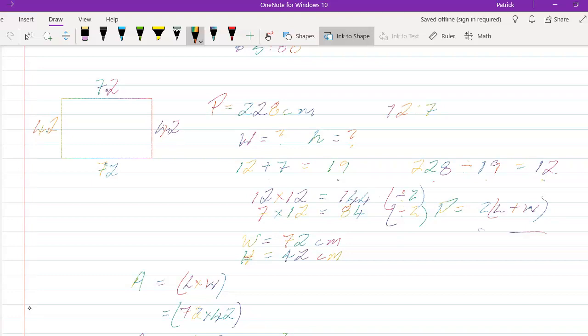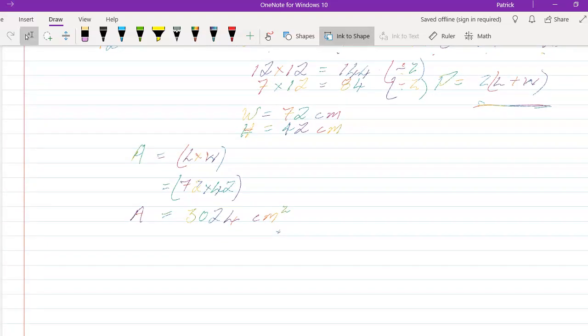The trick with this one, of course, is that it's a computer screen, or a rectangle. So when we're doing a rectangle like this, we've got to halve these, because there are 2 lots of the width, and they're both the same size, and 2 lots of the height here. So width is 72 and height is 42. Then we're asked to calculate the area, which is the length times width, 72 times 42. Area equals 3,024 centimetres squared. Don't forget the square for an area measure.